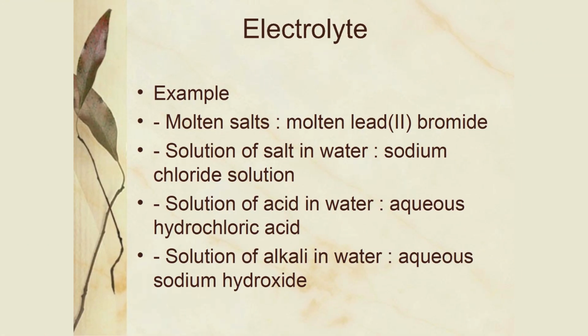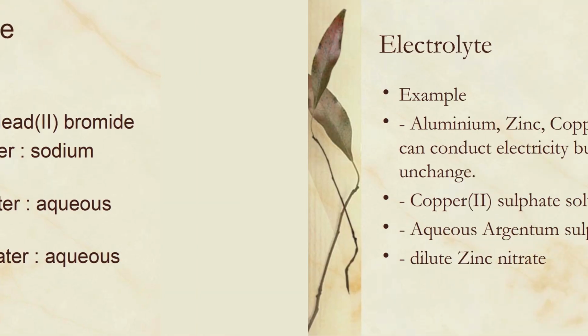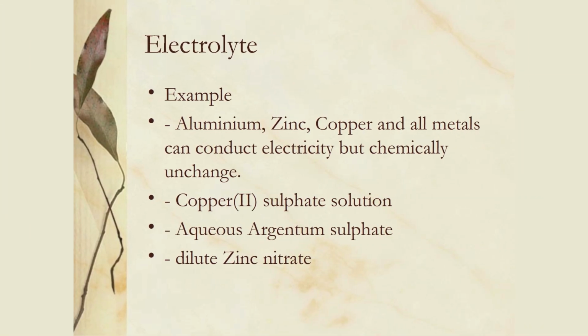Examples of electrolytes. Next up, let's look at some examples of electrolytes. These include molten salts, like molten lead(II) bromide, a solution of salt in water, such as sodium chloride solution, a solution of acid in water, like aqueous hydrochloric acid, a solution of alkali in water, such as aqueous sodium hydroxide. But wait, there's more. Metals like aluminium, zinc, and copper can also conduct electricity, but they do so without undergoing a chemical change. Other electrolyte examples are copper(II) sulfate solution, aqueous silver sulfate, and dilute zinc nitrate.